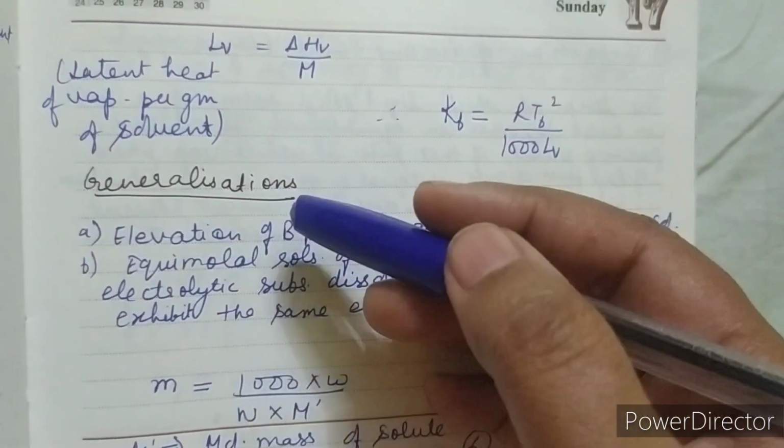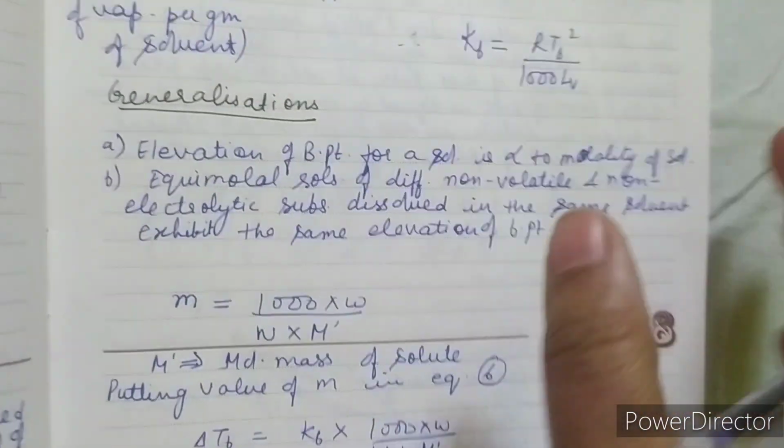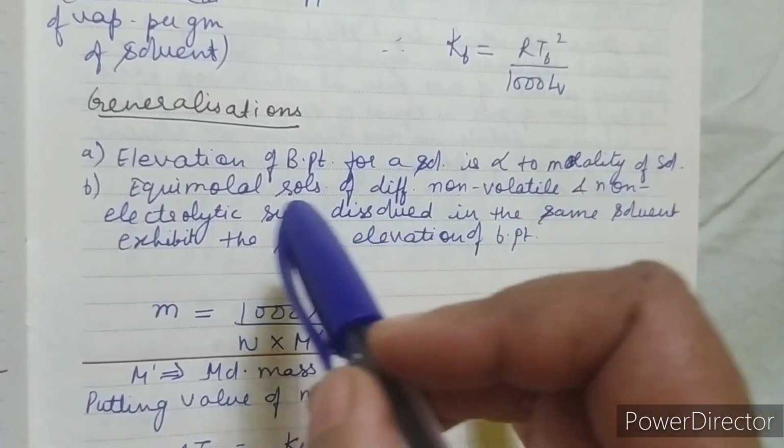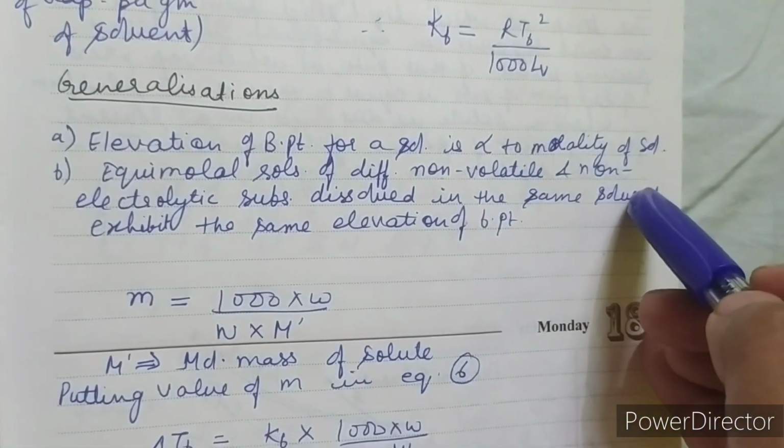So depending on the value that is given, we will use different formulas. Now from these derivations, what we have generalized is that the elevation in the boiling point of a solution is directly proportional to the molality of the solution.